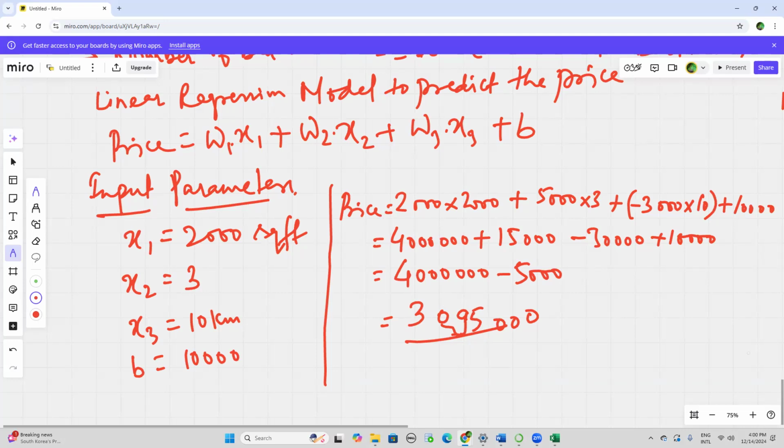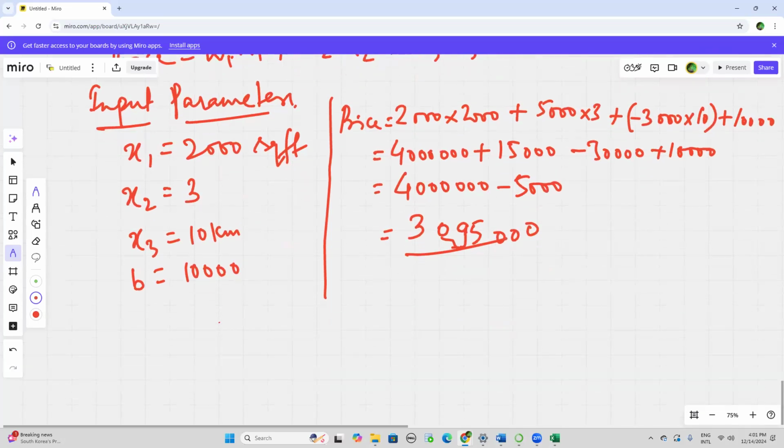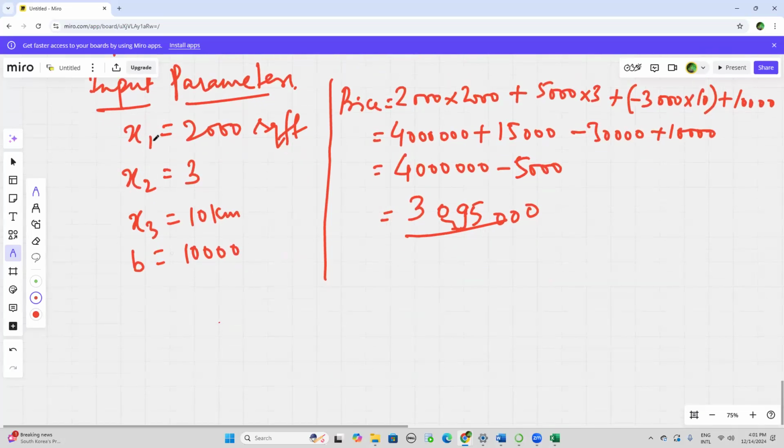Now here, while deriving the price of it, what we have done, we multiplied this with the different parameters. So same thing if I have to do with the help of matrix, what I will do, I will take these parameters, like what is the price of this? This is 2000 square feet, and this is 3 bedroom, and this is 10 kilometers, right? And then I have to multiply to their weightage, right?